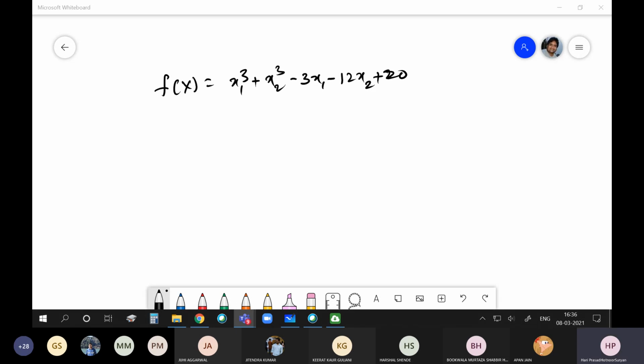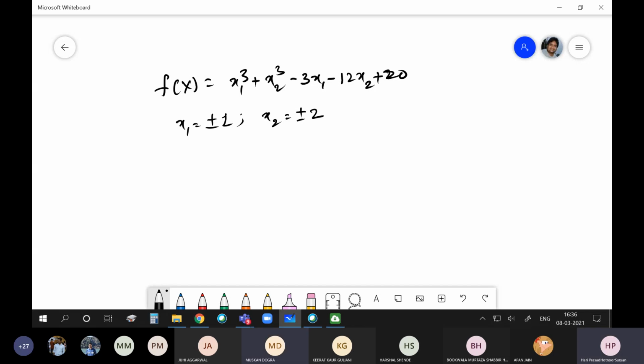Muskan Dogra. Hello? Yes, sir. What are the values of x1 and x2 you get at the stationary point? So x1 is plus or minus 1 and x2 is plus or minus 2. Okay, very good.